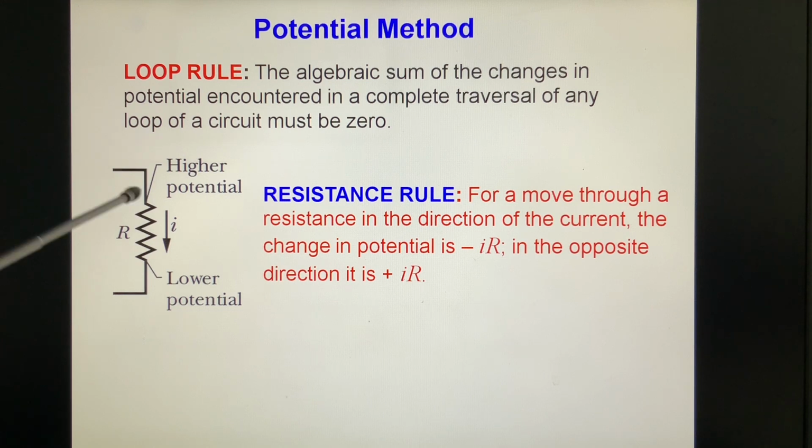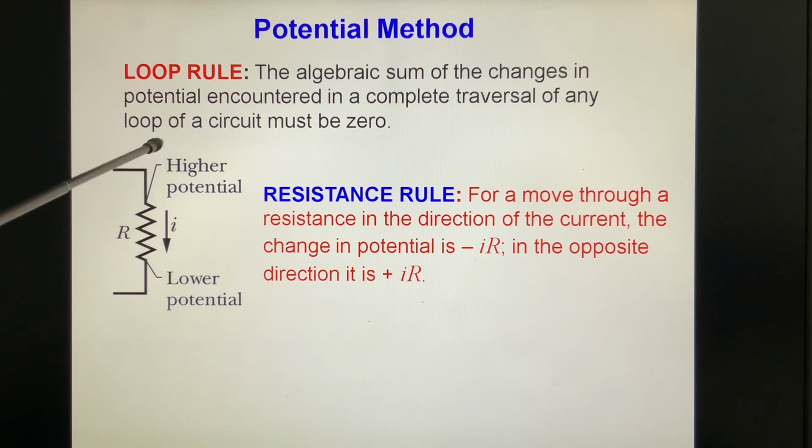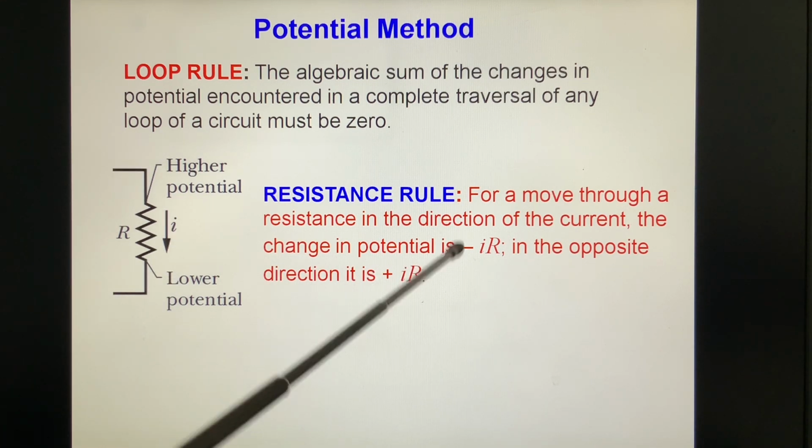Now, we look at this current, I, and the resistance. Definitely, this end is high potential and this end is low potential. If we go along the I direction, the potential goes lower, that's minus IR. If we go in this direction, the potential goes higher, plus IR.